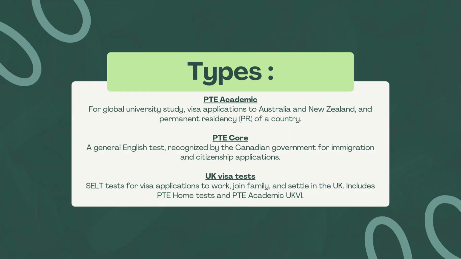There are various types like I first told you about, like PTE Academic, PTE Core, and UK Visa Test. PTE Academic can be taken for university study, visa applications to Australia and New Zealand, and professional registration. Whereas PTE Core is a general English test that is recognized by the Canadian government for immigration and citizenship applications. The UK visa tests are for visa applications to work, join family, and settle in the UK, as the name suggests.